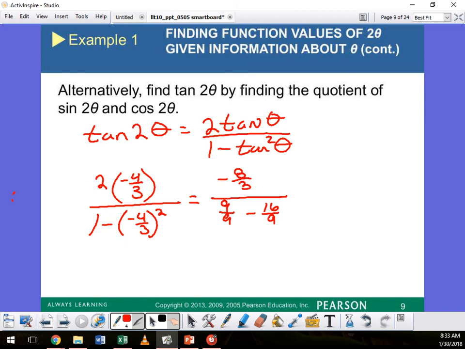So on the top I have negative 8/3 over negative what? Over 9. Now, fraction over fraction: multiply by the reciprocal. So it's going to be negative 8/3 times negative 9/7.